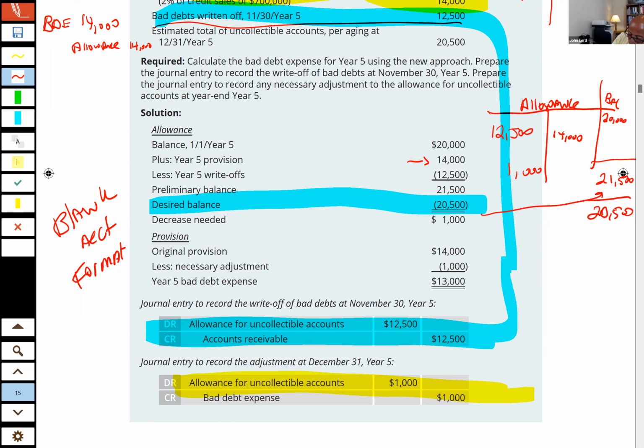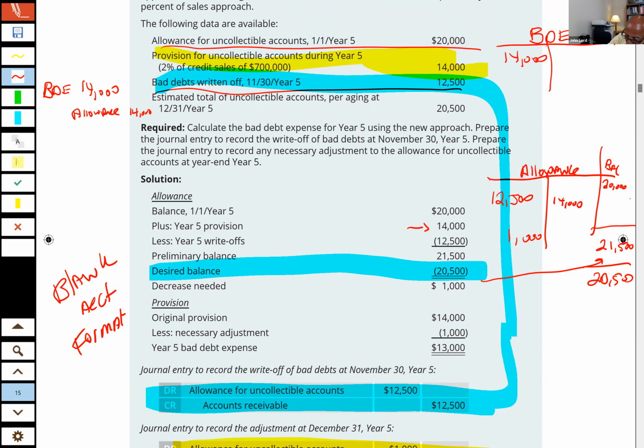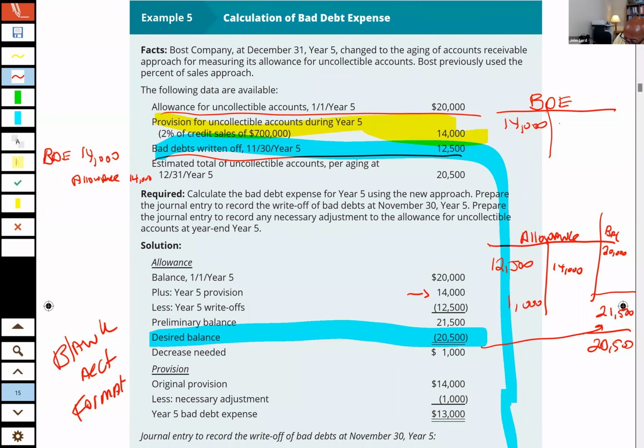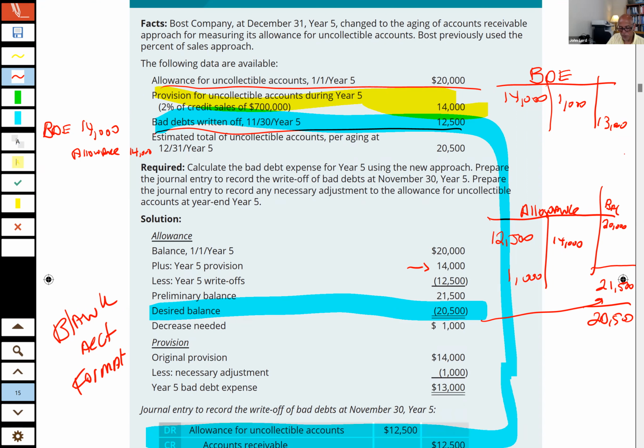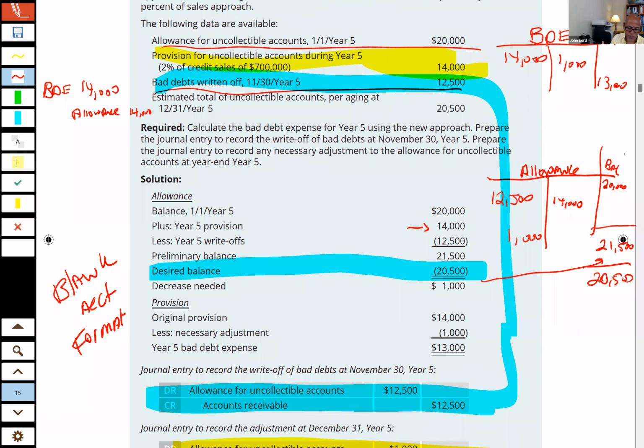$20,500. So I'm cool there. And I credit the bad debt expense. So a question could give you a fact pattern like this, and at the end, ask you for the bad debt expense for the period, and the answer is going to be what? $13,000. Okay, so don't fall into the trap of thinking that it's okay to just take the sales times the percentage of the sales and say, there, that's the bad debt expense. You always got to look to see if that needs to be adjusted.